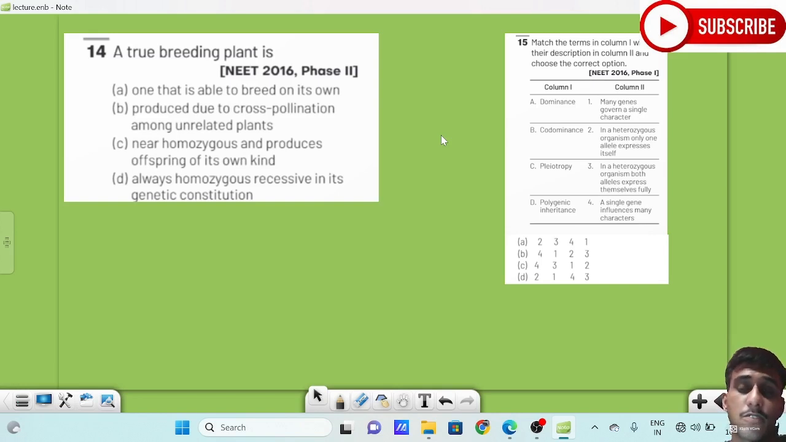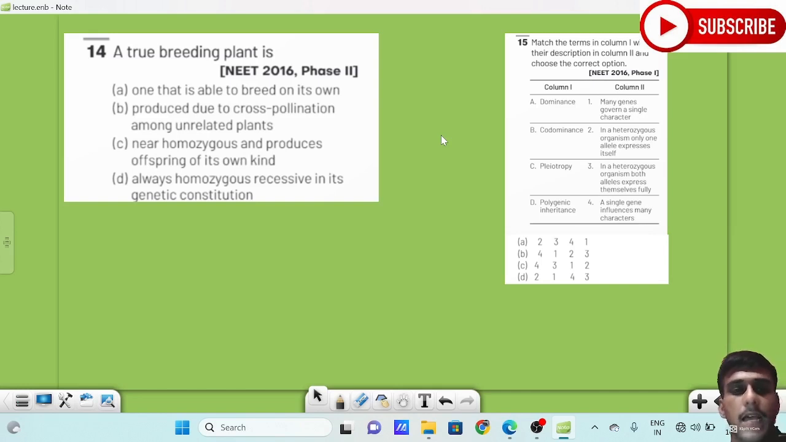Which means it should show near homozygous. It should not have an extra recessive allele even in its heterozygous form. That is known as true breeding plant. Okay, so option number C is the right answer. I think you are understanding it.